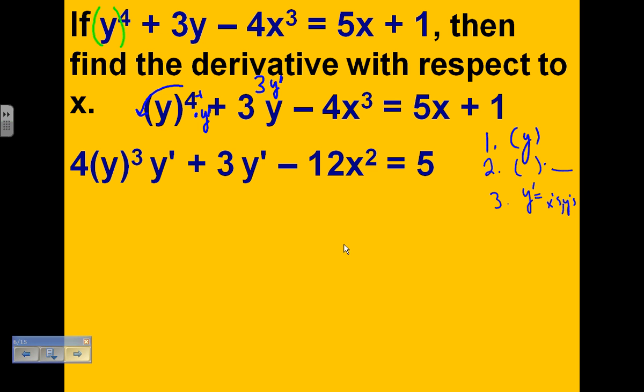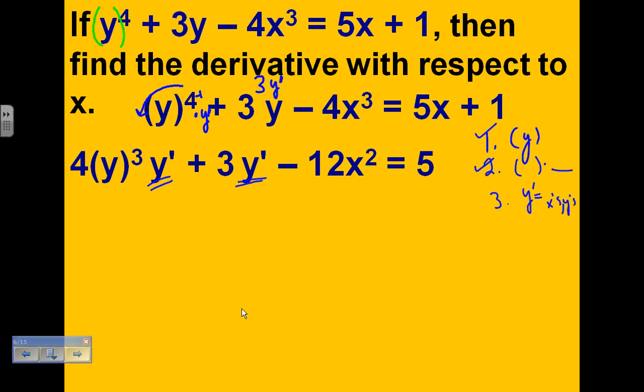Okay? So, we've done step number 1. We've done step number 2. Step number 3 now is to get the y primes by themselves. If you have y prime in more than one term, how do you get it isolated? Yep. Thank you.